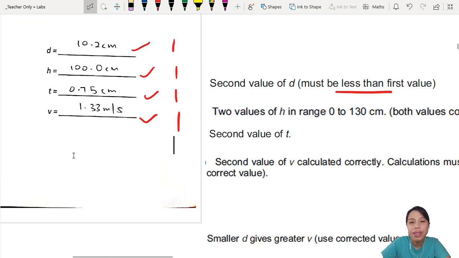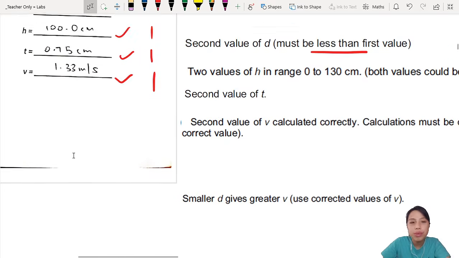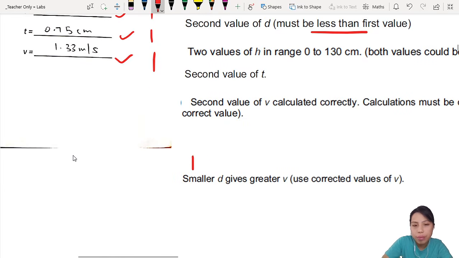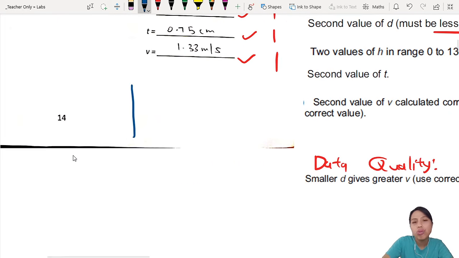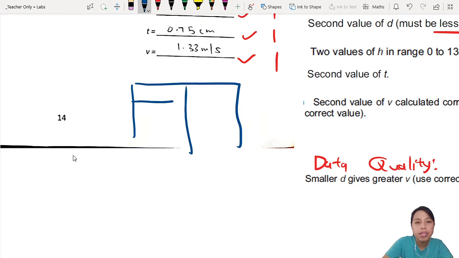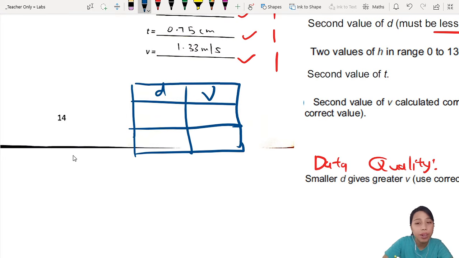Question 2 very chill one. Okay, that's all. Last one. Quality of data. This is from the data quality section. A smaller d gives a greater v. So to summarize, I'm going to do a table so you can see whether your trend is correct or not. This one looks at the trend.